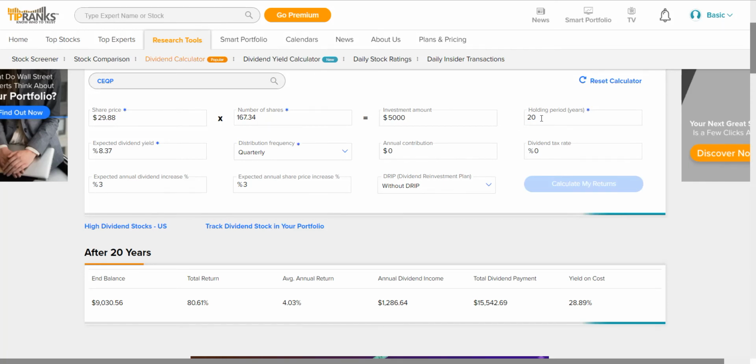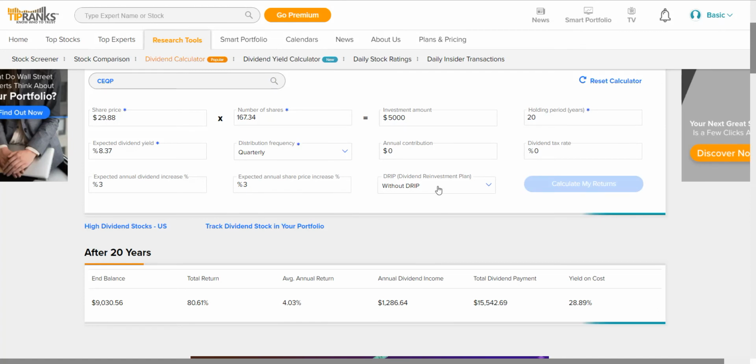You did invest it for 20 years. We did expect an annual dividend increase of 3%, and we also expected an annual share price increase of 3%, but we did not reinvest the money and we did not add any money. So after 20 years, our $5,000 will be $9,030. And our annual dividend income is $1,286. So you can see what a huge difference it makes by A, adding monthly money, and B, reinvesting your money.